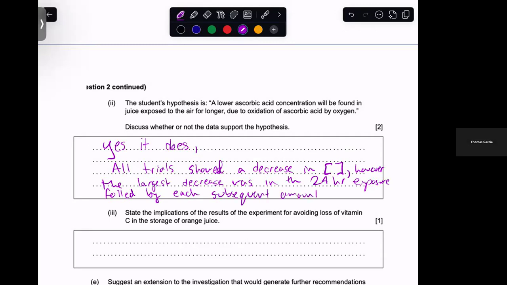amount of exposure time. Basically, you have to say that they're correct because it decreases, but especially because the longer it was exposed, the less ascorbic acid was found in the solution. You have to be very clear about that.